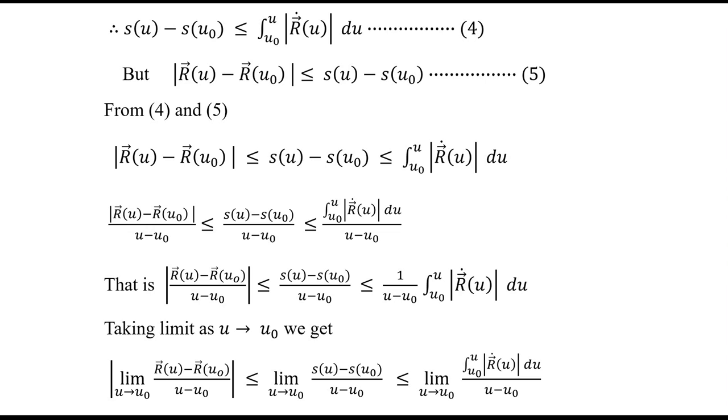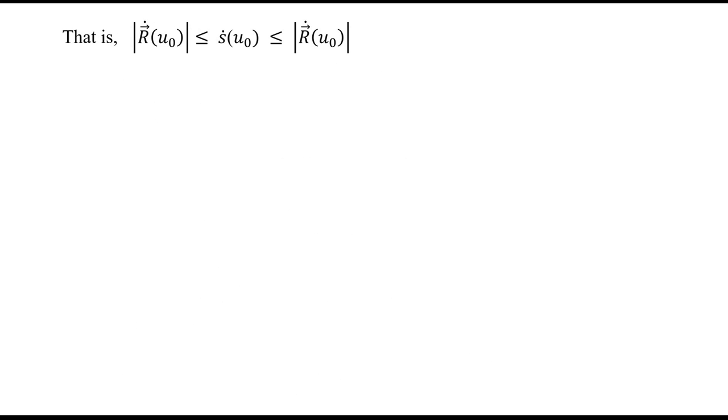mod of the limit as u tends to u naught of r of u minus r of u naught divided by u minus u naught, which is less than or equal to the limit as u tends to u naught of S of u minus S of u naught divided by u minus u naught, which is less than or equal to the limit as u tends to u naught of the integral from u naught to u of mod r dot of u divided by u minus u naught du. So that is mod r dot of u naught is less than or equal to S dot of u naught, which is less than or equal to mod r vector dot of u naught.